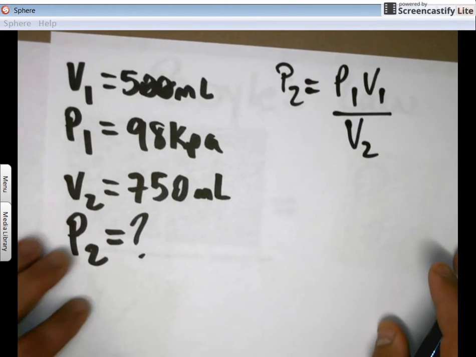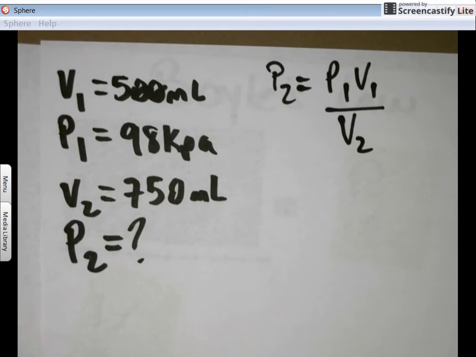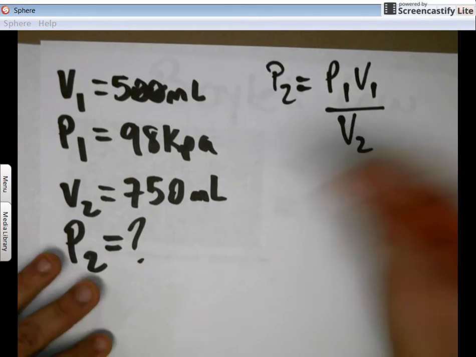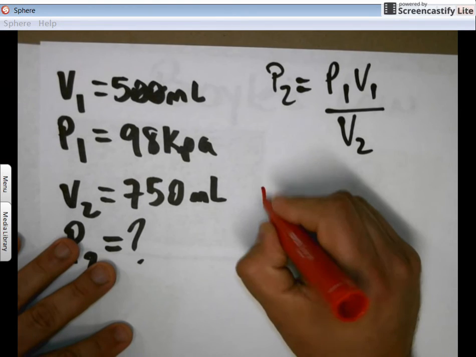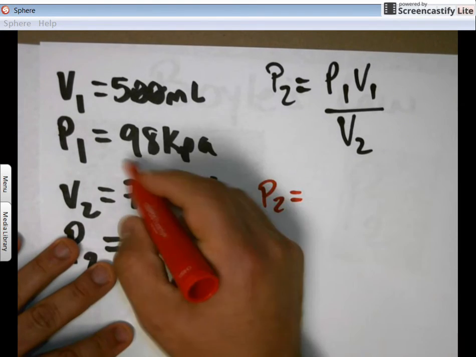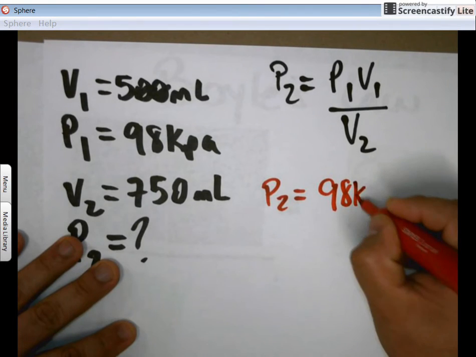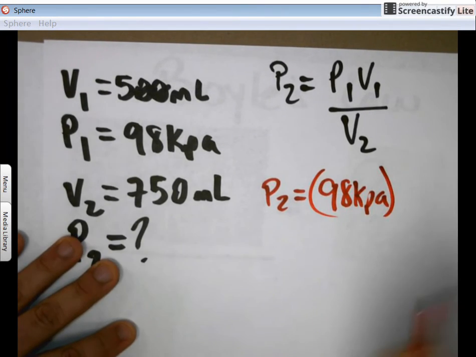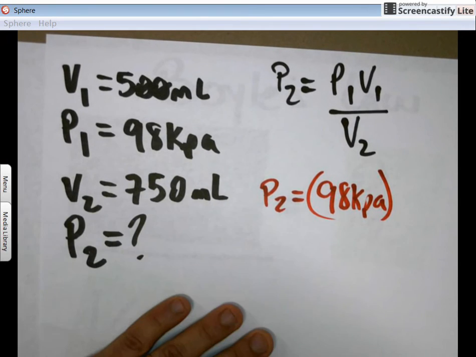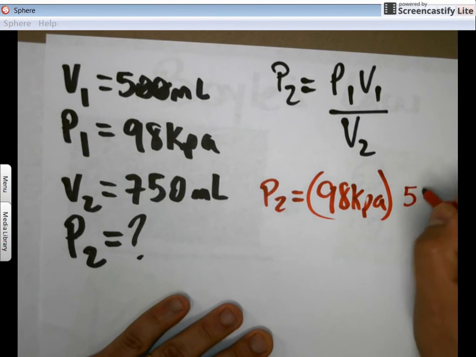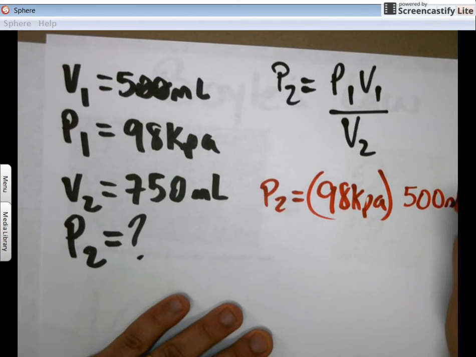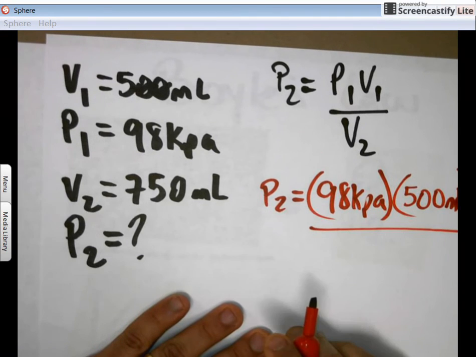And now, since I have everything written down there, now all I have to do is add in my numbers, and I can plug and chug. So P2 is equal to, what's P1? 98 kilopascals. What's V1? It's 500 milliliters. And you have to write in your units, folks. That's milliliters right there. Kind of messed up, but that'll be all right.